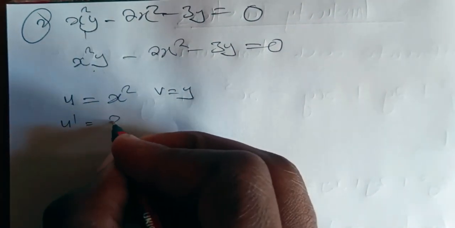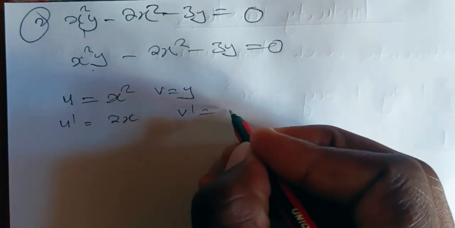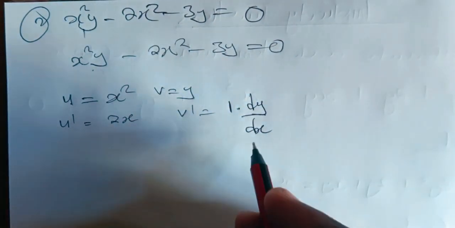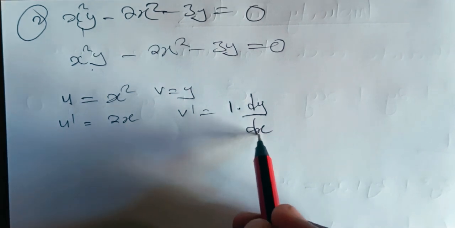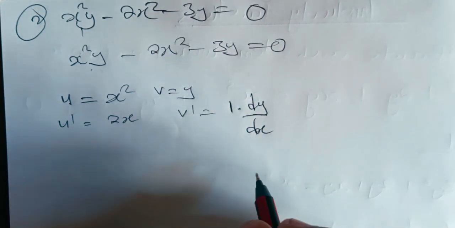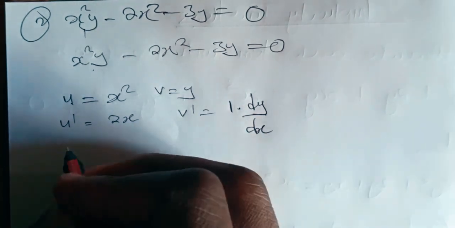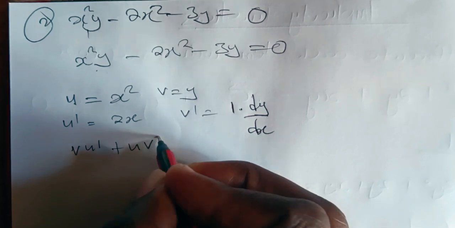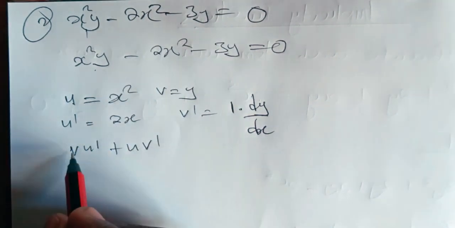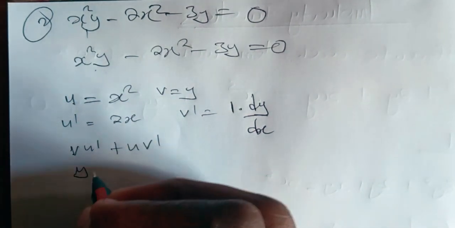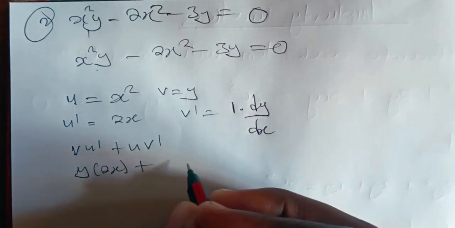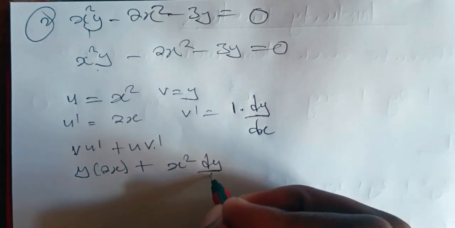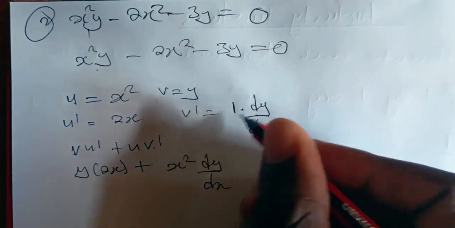Differentiating u, u prime is 2x. Differentiating v, v prime is 1, but multiplied with what? dy dx. Please don't forget, where you differentiate with respect to y, always multiply with dy dx. Then with the product rule, which we know, it is v u prime plus u v prime. So what is v? v is y. What is u prime? It is 2x. Then plus what is u? It is x squared. What is v prime? It is dy dx, since it is 1 multiplied by dy dx, we just get dy dx.